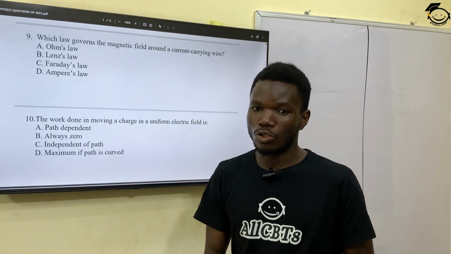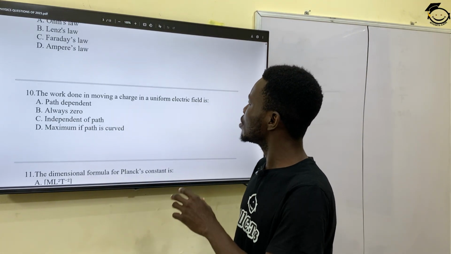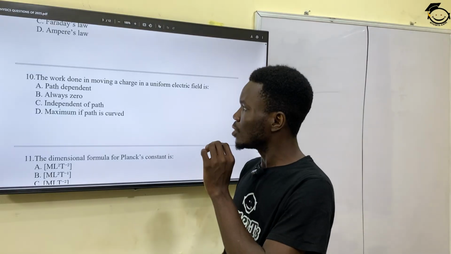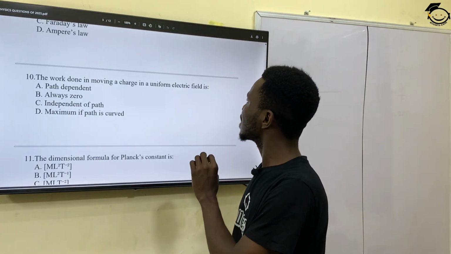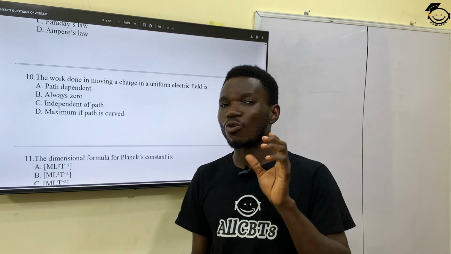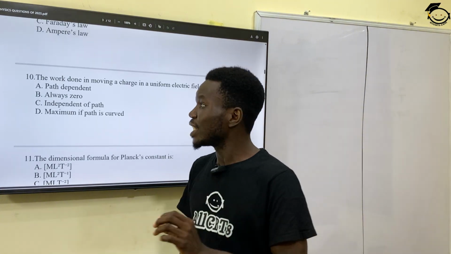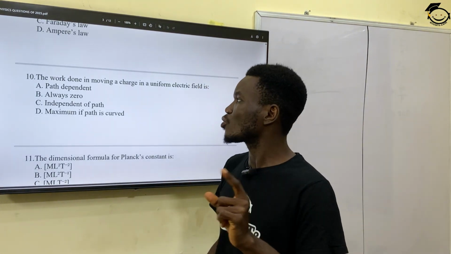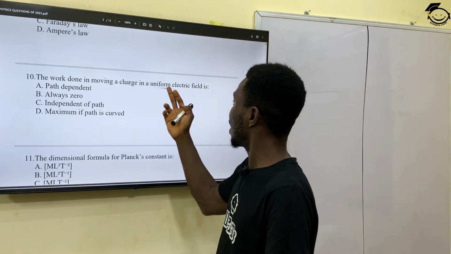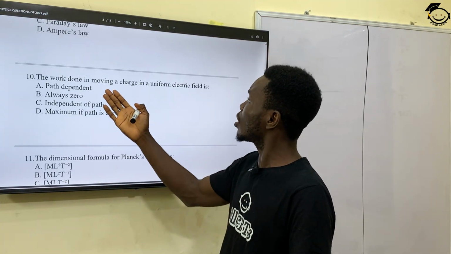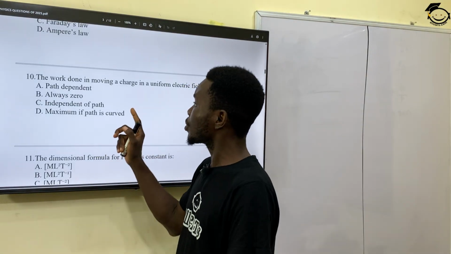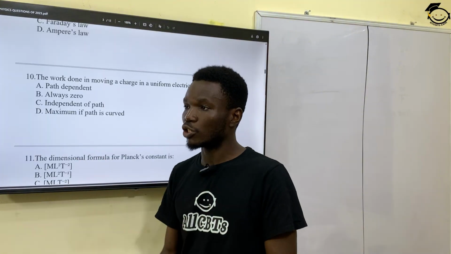So that takes us to question number 10, which says the work done in moving a charge in a uniform electric field is dash. An electric field, first of all, is conservative, and because it is conservative, it is independent of paths. So it does not depend on the path. So because the work done in an electric field is independent of path, the work done in moving a charge in a uniform electric field is also independent of path, which is what? The correct answer to this question is option C.